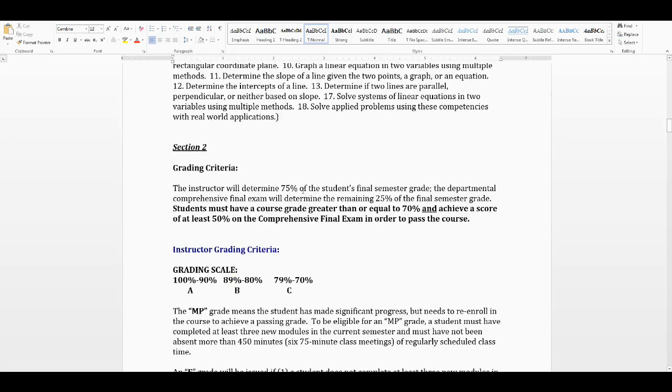75% of the class will be based on the module grades. 25% will be based on the final exam score. The final exam is comprehensive. It does cover the whole class. In order to pass the class, you must have a 70% average overall, which does include the final exam score, and you must also make at least 50% on the final exam. Now, you may not have to take the final exam. I'll discuss this later in the syllabus.